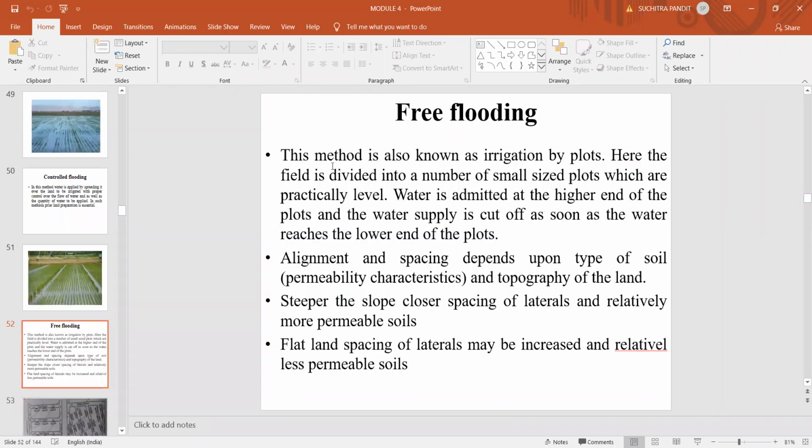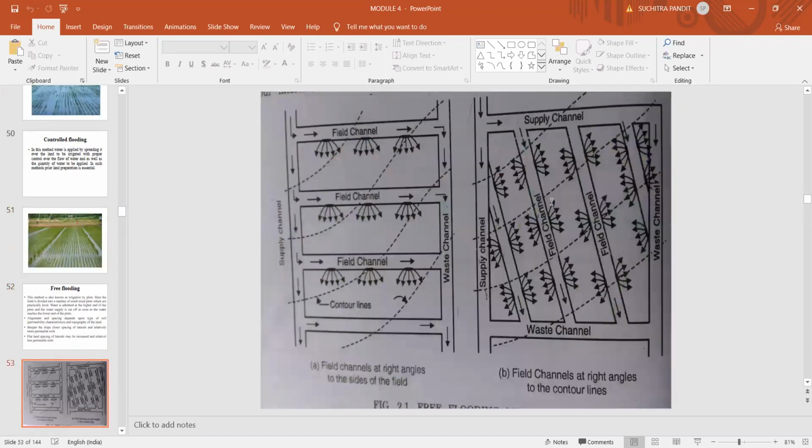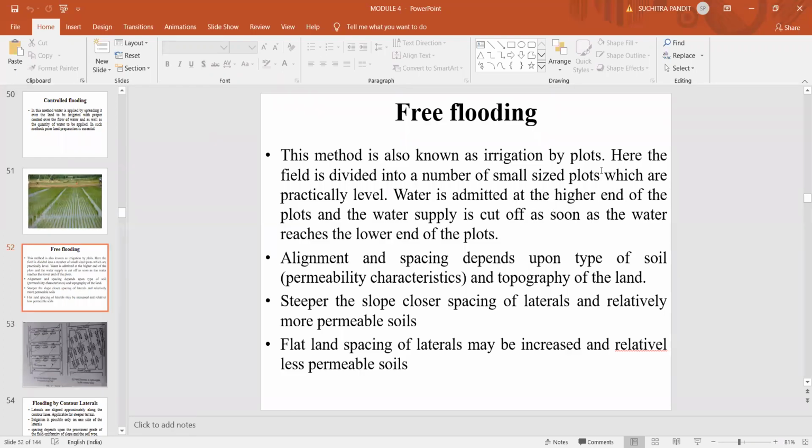Now free flooding. This method is also known as irrigation by plots. Here the field is divided into a number of small size plots. You can see here the entire field is divided into a number of small size plots which are practically level, and water is admitted at the higher end of the plot, and the water supply is turned off or cut off as soon as the water reaches the lower end of the plot.